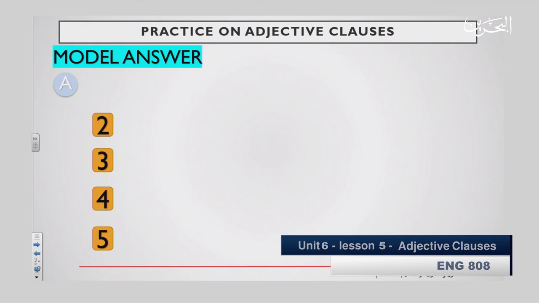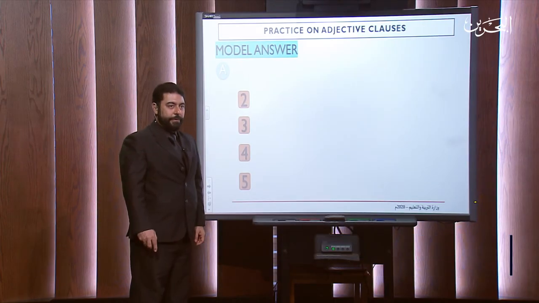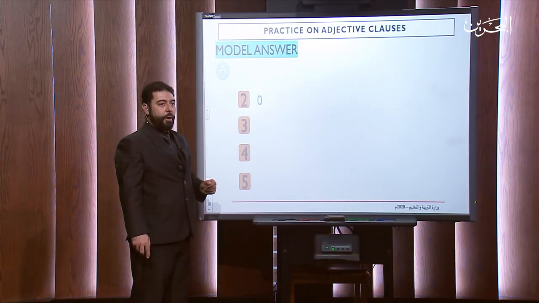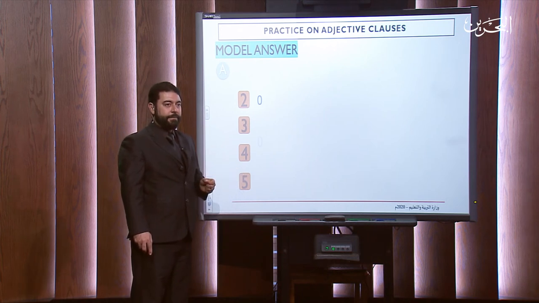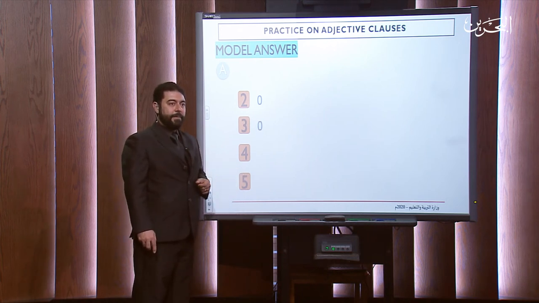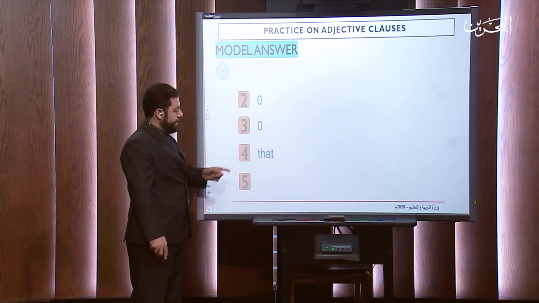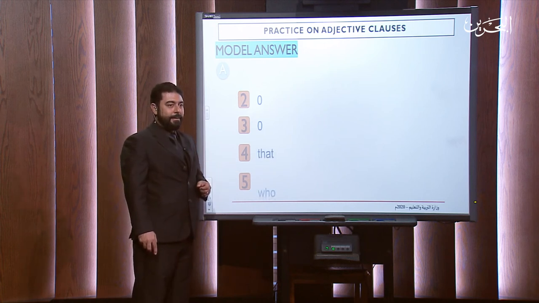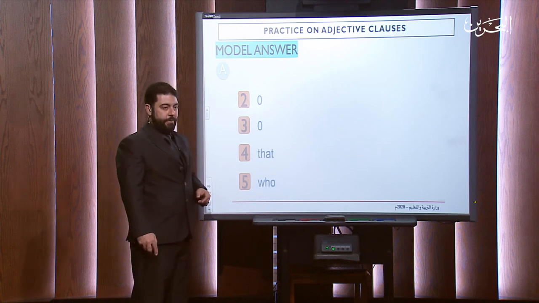Okay, now let's check the model answer. Number two, it's optional, so the relative pronoun can be omitted. Three, it is the same. The relative pronoun can be omitted. Number four, you should write that. Number five, you should write who.